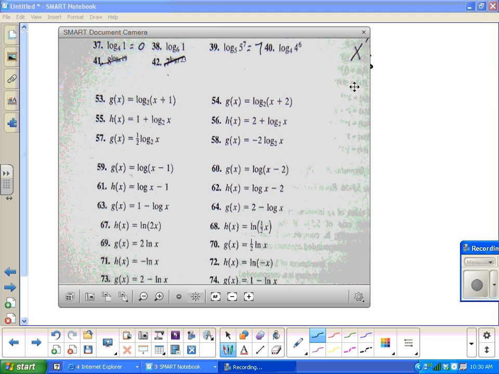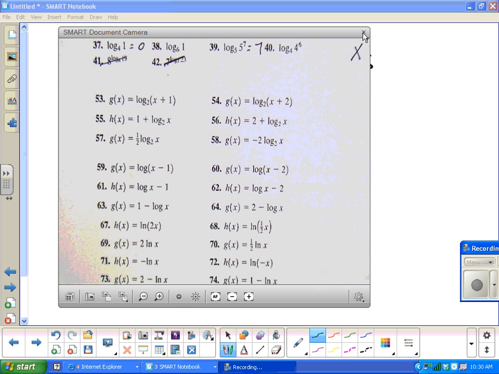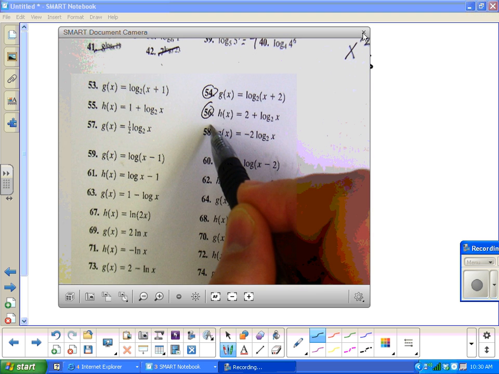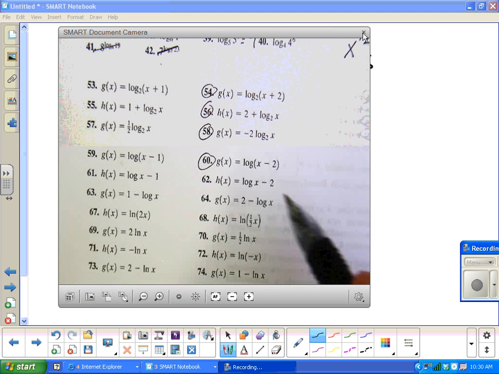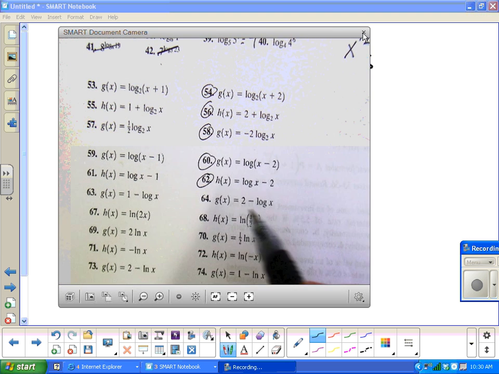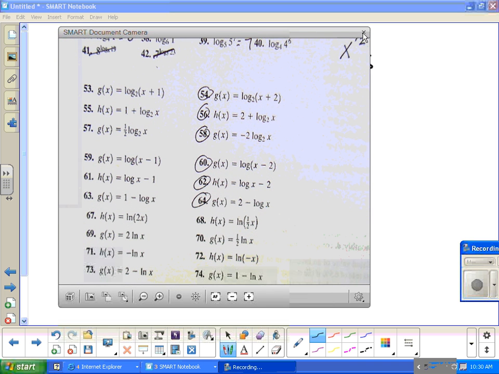Now, I'm going to look at an example here. I think I'm going to do number 53. Do 54, 56, 58, 60, 62, 64. Now, I'm not going to give you the natural logs. We'll talk about natural logs one day. We won't do any of those graphs.